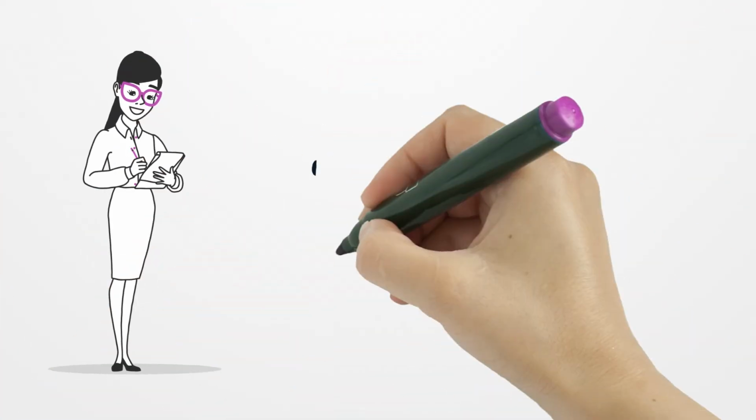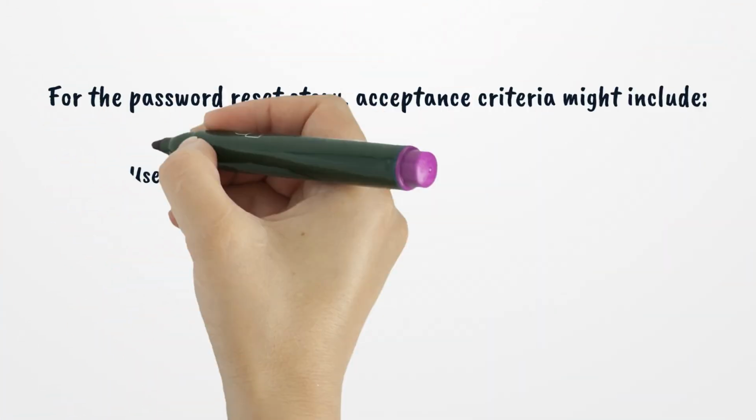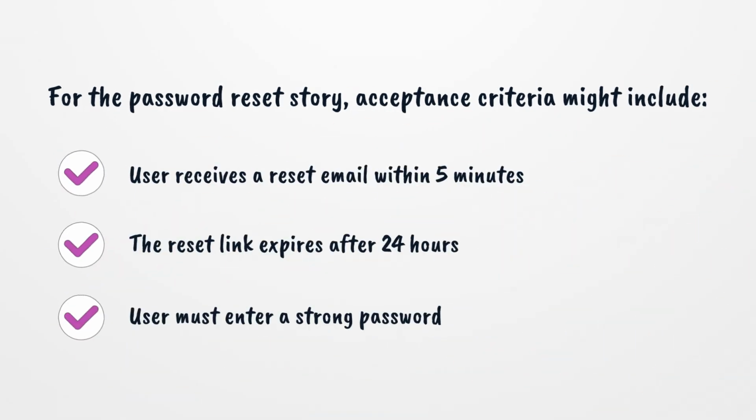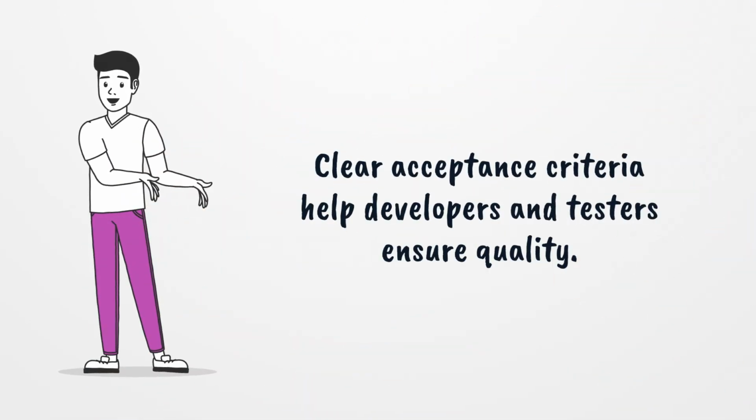Acceptance criteria. These are conditions that must be met for a user story to be considered complete. Example. For the password reset story, acceptance criteria might include: user receives a reset email within 5 minutes. The reset link expires after 24 hours. User must enter a strong password. Clear acceptance criteria help developers and testers ensure quality.